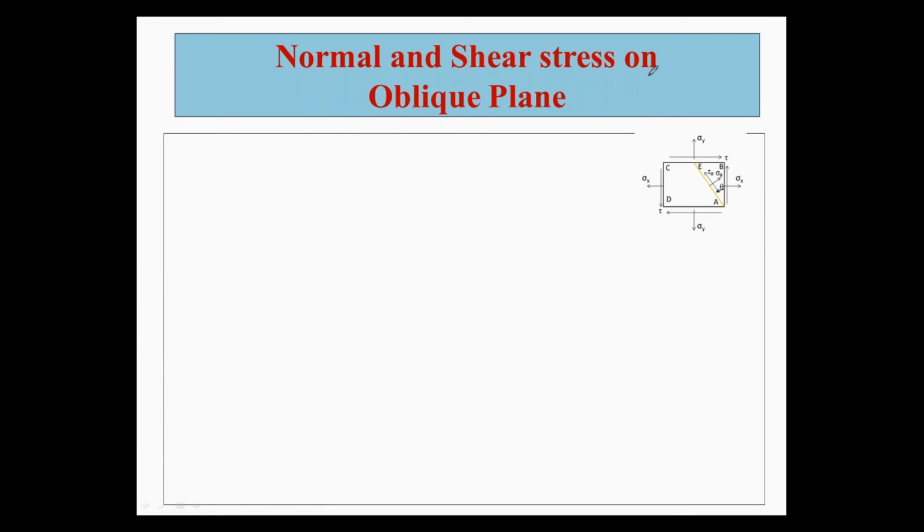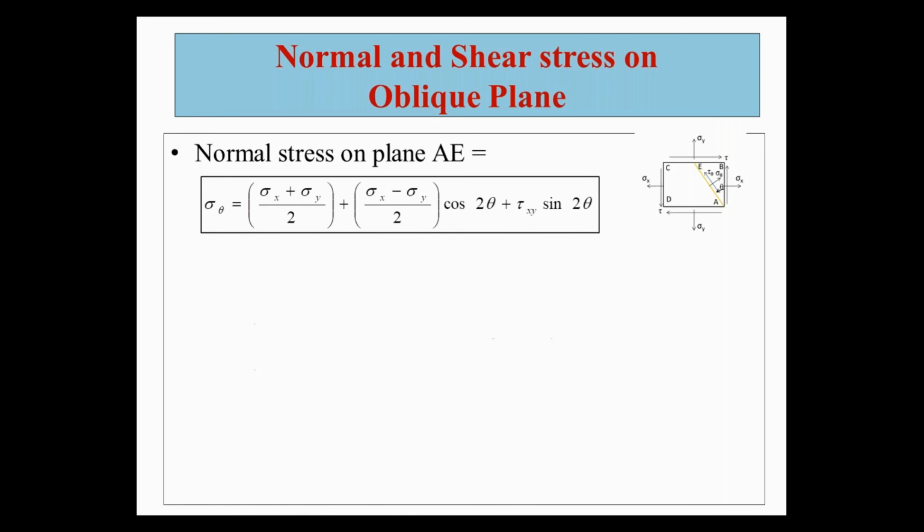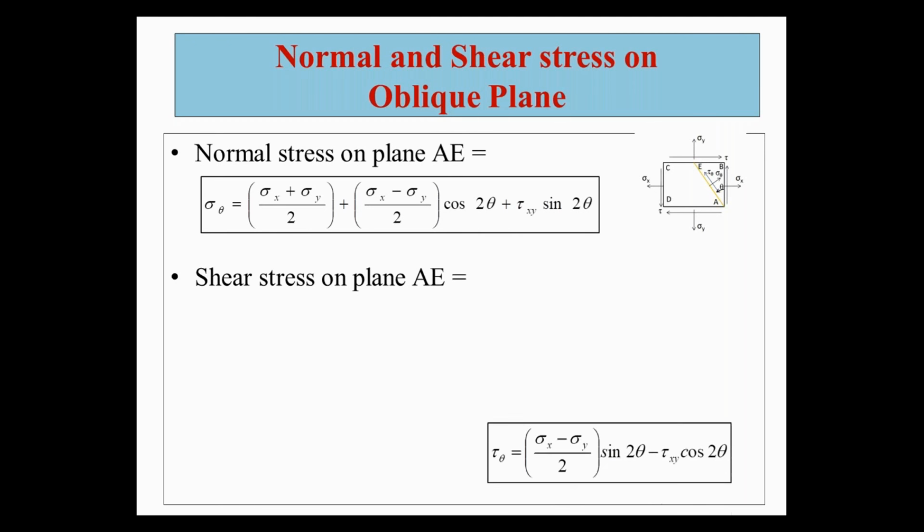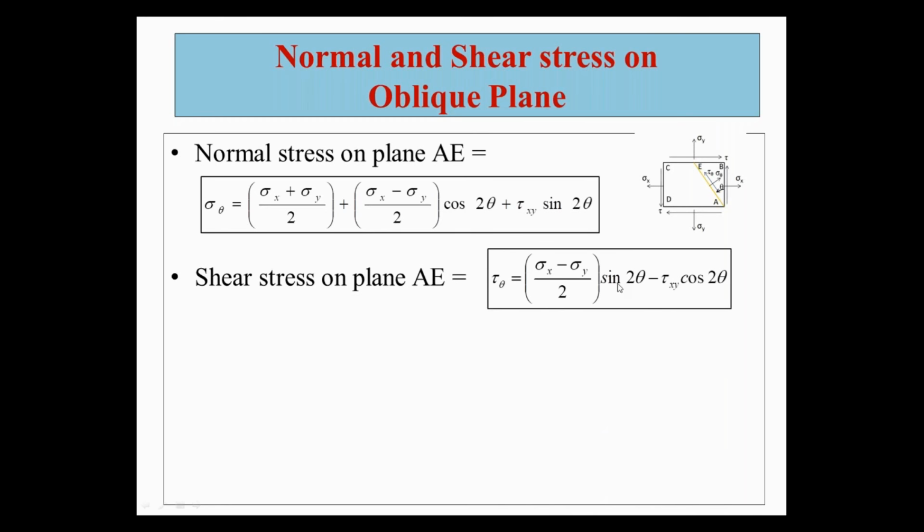So normal and shear stress on the oblique planes. Normal stress on plane AE will be equal to, this is the formula I have written over here, sigma theta is equal to sigma x plus sigma y by 2 plus sigma x minus sigma y by 2 cos 2 theta plus tau xy sin 2 theta. So you can note down this one. Shear stress on plane AE, that is tau theta, which is equal to sigma x minus sigma y by 2 sin 2 theta minus tau xy cos 2 theta.